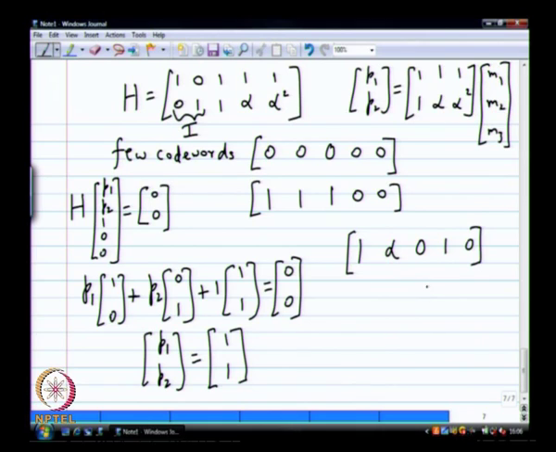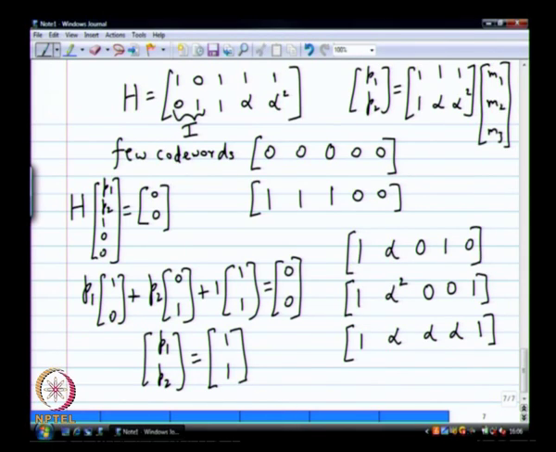Another one I might want to pick is say 0 0 1. If I do that, I would get 1 alpha square. Okay, so let us try something a little bit non-trivial. So let us say we do alpha alpha 1. Okay, right. So all that is fine.